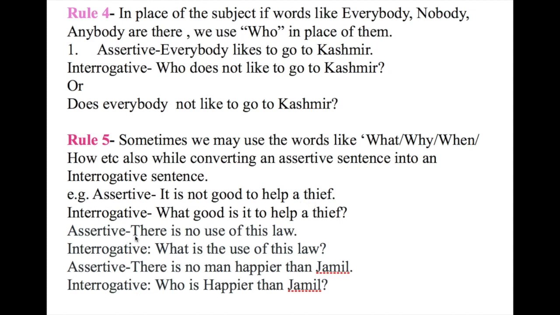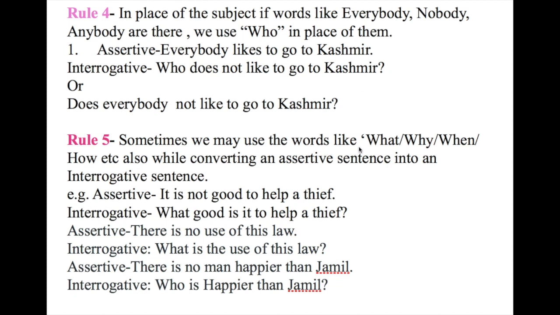Now see, there is no use of this law. So the given answer is: What is the use of this law? But if you want to remain safe and if you do not know how to make use of this method, you can just change this sentence in traditional style and make it: Is there any use of this law? So that answer is also going to be correct. Next, there is no man happier than Jamil. So: Who is happier than Jamil? And this sentence can also be changed in the traditional style as: Is there any man happier than Jamil? So in that way also it is going to be correct.